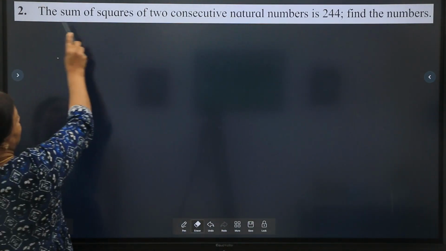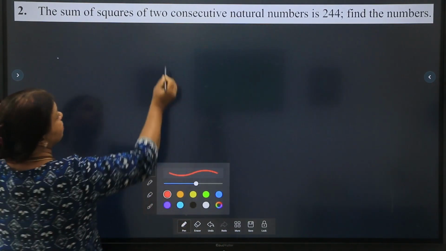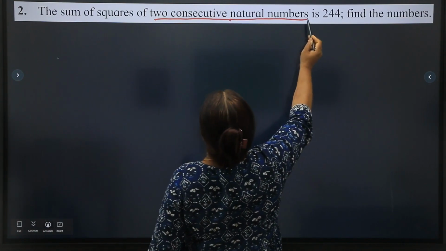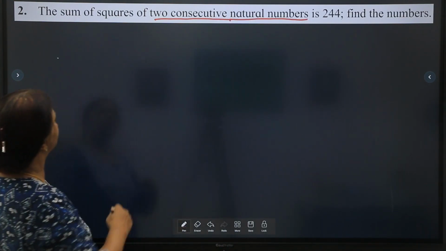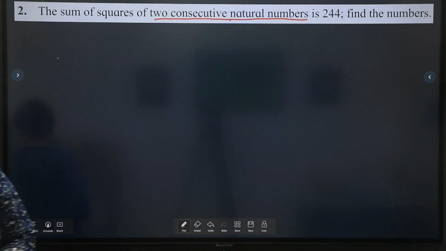Second sum says the sum of the squares of two consecutive, which number? Natural, consecutive even natural number, right?